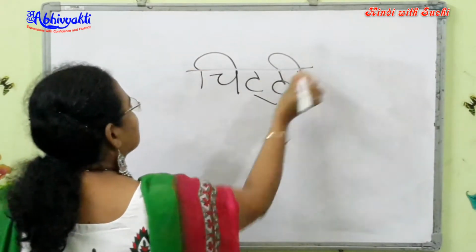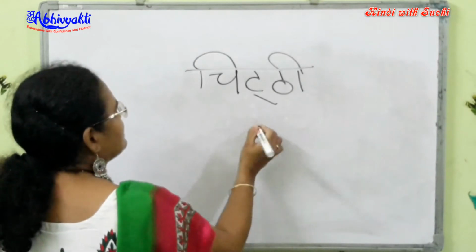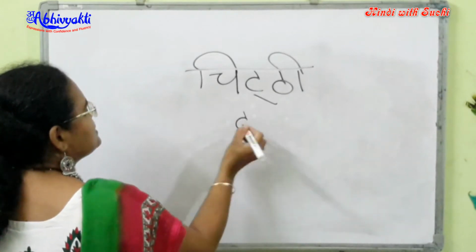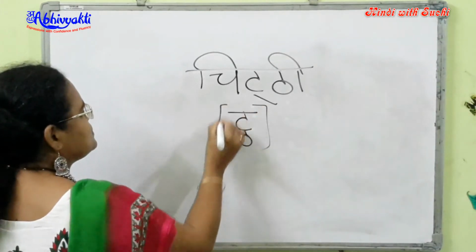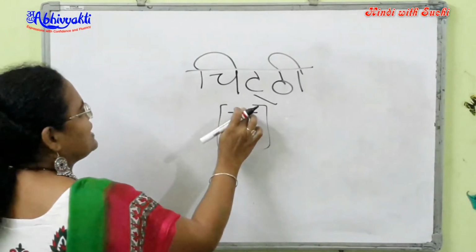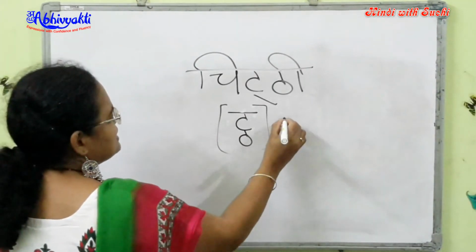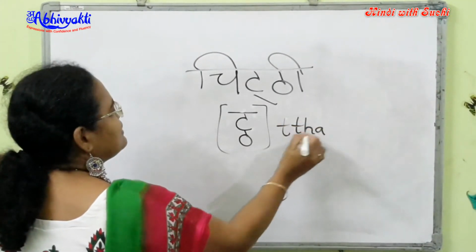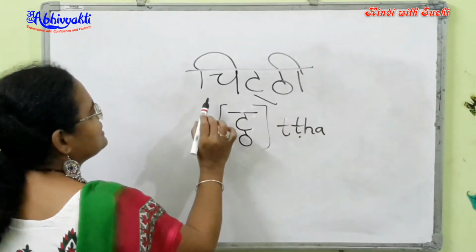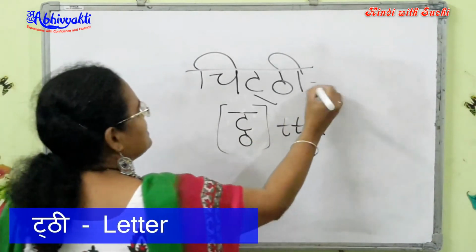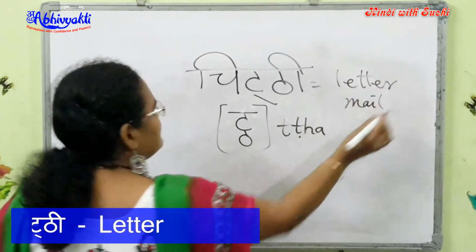Now again I have the retroflex letter t with the th. So this gives me th. Traditionally we have one more way of joining it. This also is used in old textbooks. You'll find several old textbooks with this character written like this. So this is the t and the th together. So chitti, chitti. Chitti is a letter, as in a mail.